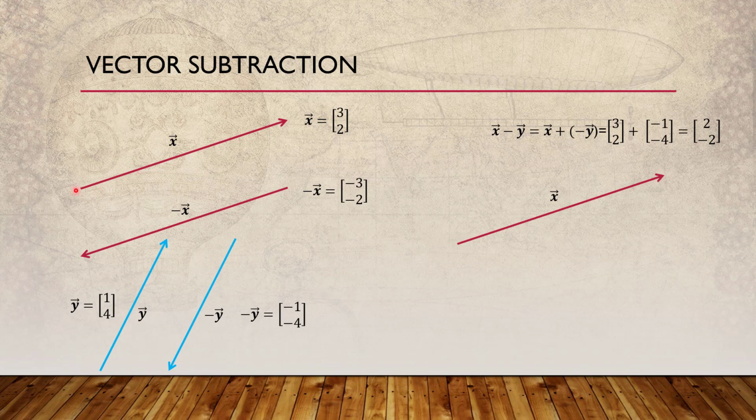Geometrically, if I want to see it, this is my x. I have taken the same vector over here, and I need to make an addition of minus y. So I take this minus y, and from the head of x I draw the minus y vector over here, and then simply join the tail of x with the head of the minus y to get the x minus y vector. The same principle works for higher dimensional vectors as well.